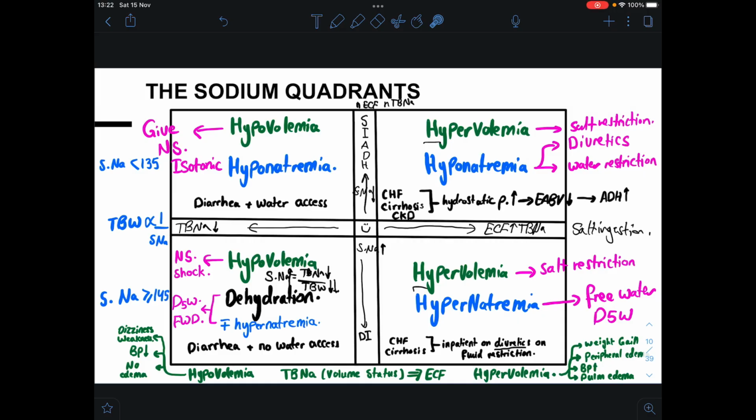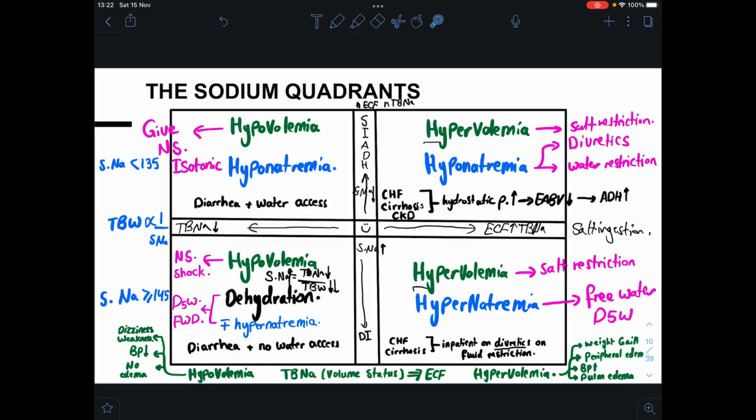These types of patients you have to treat with normal saline, especially in cases of shock, and to replace the total body water loss, you have to give dextrose 5% water, and you have to calculate the free water deficit. We'll talk about this in a later lecture, how you can use formulas to calculate.